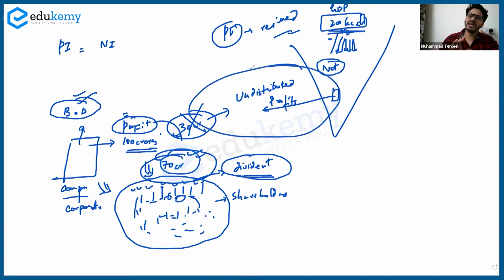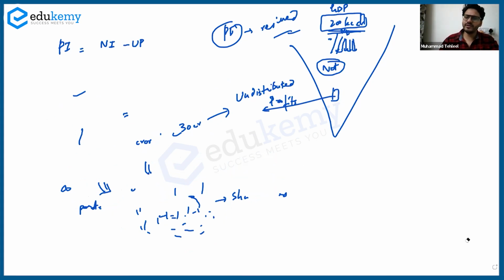This undistributed part is the part of national income which is not received by households. So from national income, we will deduct these undistributed profits, because they are not received by households. We don't have to distribute them, therefore they will not be received by the households. Therefore, our new formula for personal income would be: personal income is equal to national income minus undistributed profit.